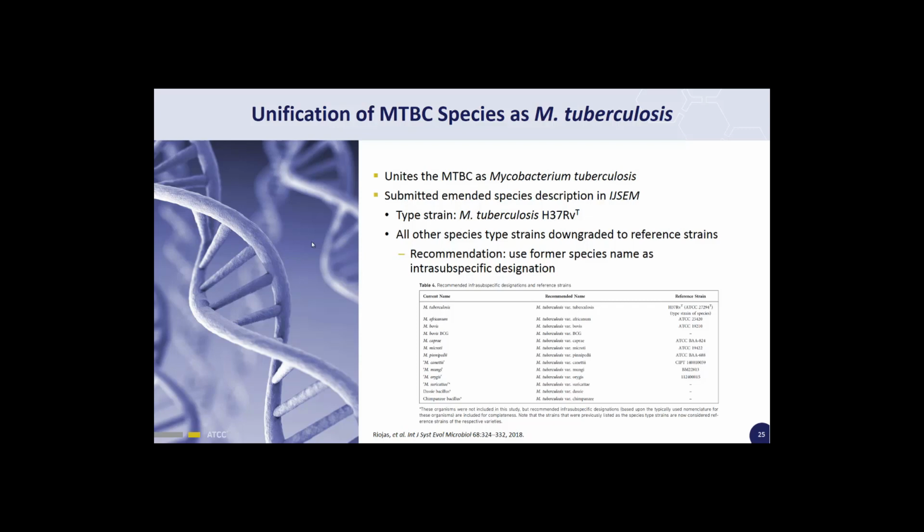Because a species can only have one type strain, the type strain of the newly unified Mycobacterium tuberculosis remains H37Rv. The type strains of what were previously known as the other species are now considered reference strains, i.e. non-type strains, of Mycobacterium tuberculosis. In the table shown here, you can see that these variant strain names no longer have the superscript T associated with them.